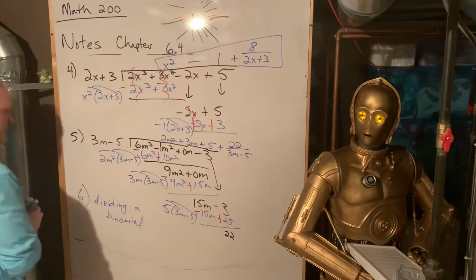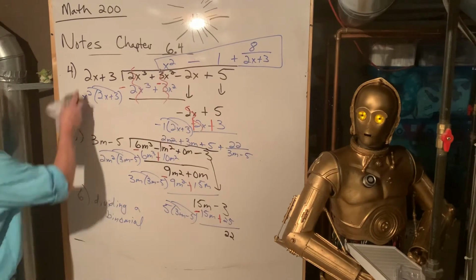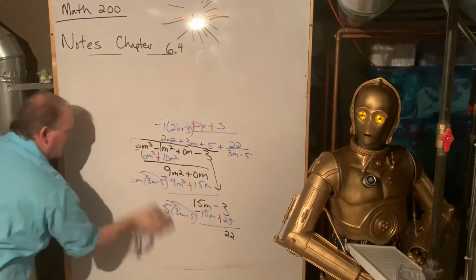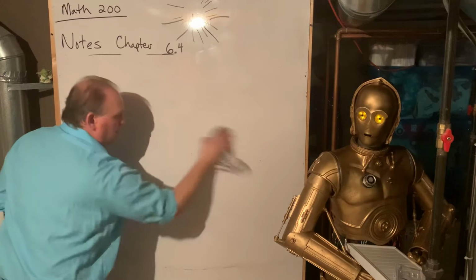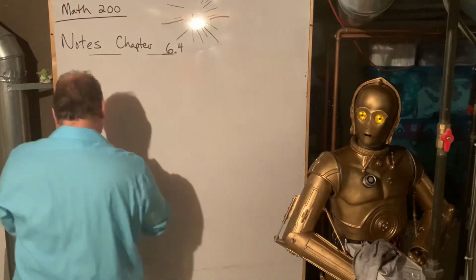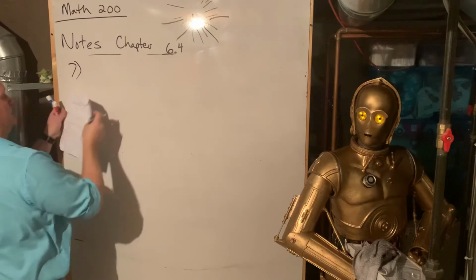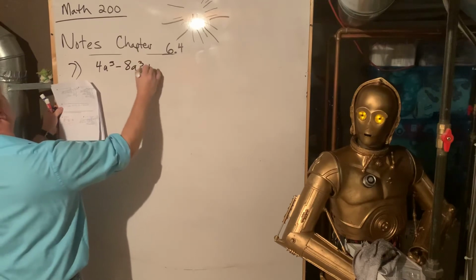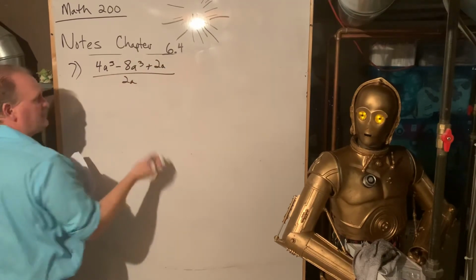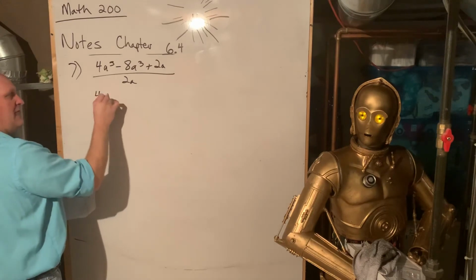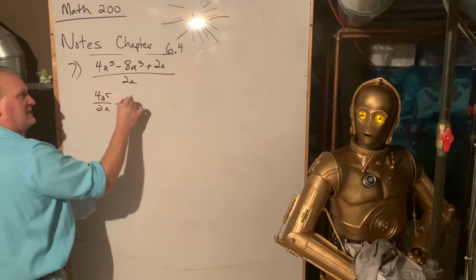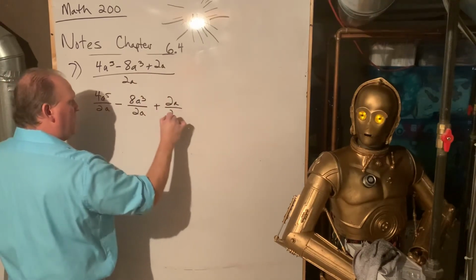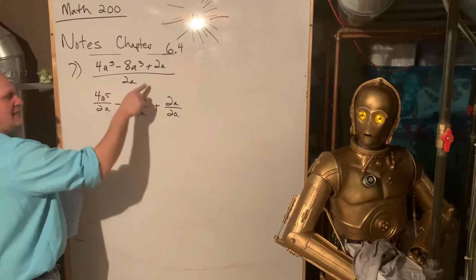When we look at 7, so you're dividing a binomial, then you have to long divide. All right, let's look at 7, and that one we won't have to. We'll get to go to our Wayback Machine and do an easy one here. Number 7 is 4a to the 5th minus 8a to the 3rd plus 2a all over 2a. This is easy peasy lemon squeezy, because we just do 4a to the 5th over 2a minus 8a to the 3rd over 2a plus 2a over 2a. Because this is like a common denominator.